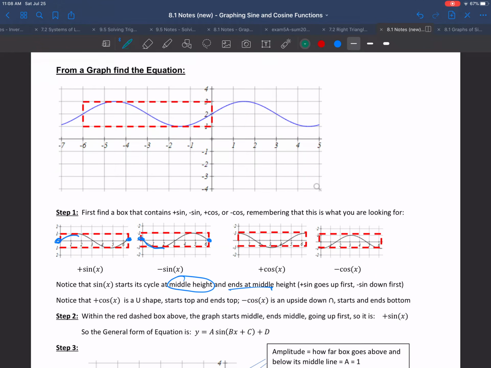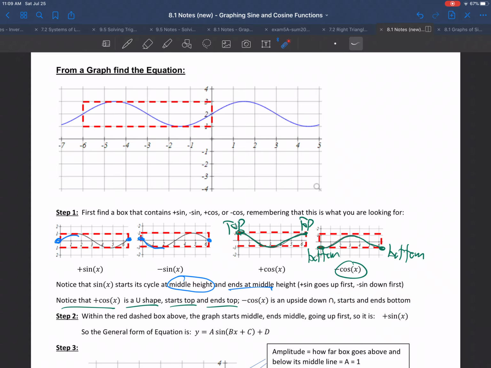As opposed to cosine, notice that cosine is a U shape. It starts at the top and ends at the top. See, this is a big U shape, isn't it? Or, if it's a negative cosine, it starts at the bottom, an upside down U shape. Whoops, I didn't draw that so well. It starts at the bottom, ends at the bottom. So cosine fits in its box as a U shape, either a U shape going up or a U shape going down.